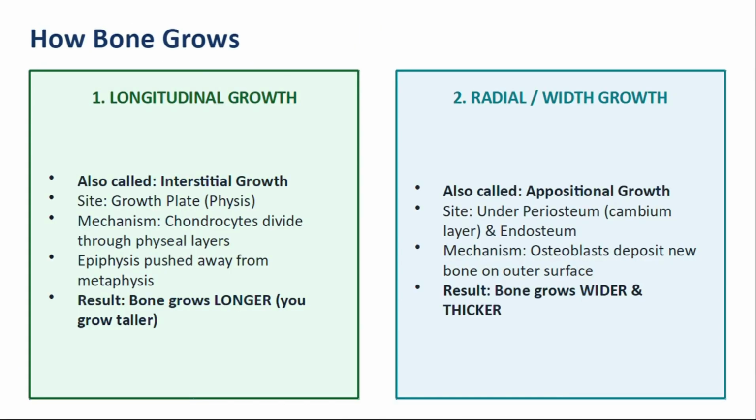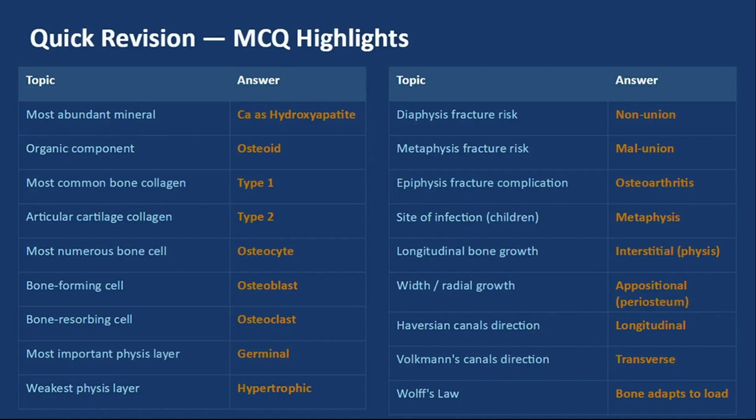In this session, we talked about the two types of bone growth. One is longitudinal and one is radial, or growth in width. The longitudinal growth is caused by the growth plate and is also called interstitial growth of the bone. The growth in the width of the bone is called appositional growth. And these are quick revision points for MCQs which may appear in our exams from this video.